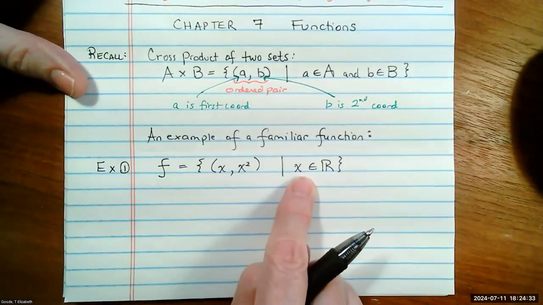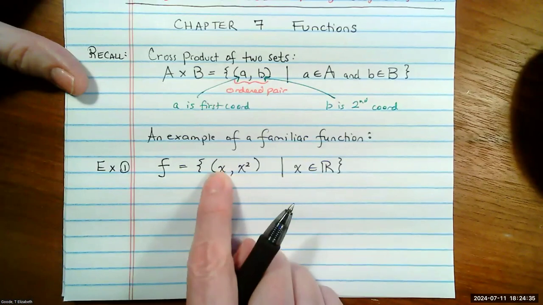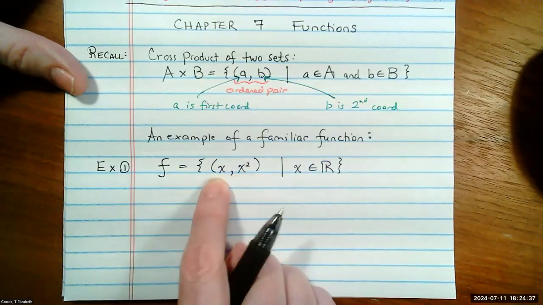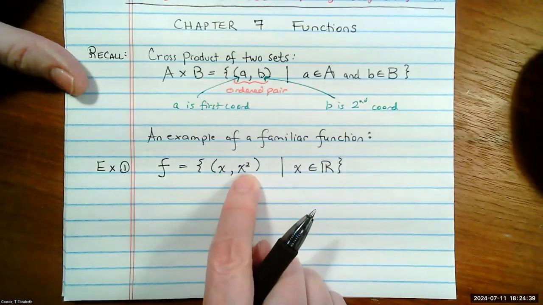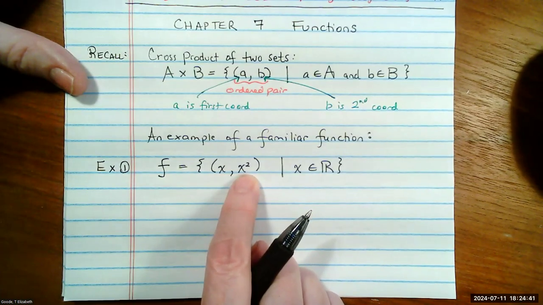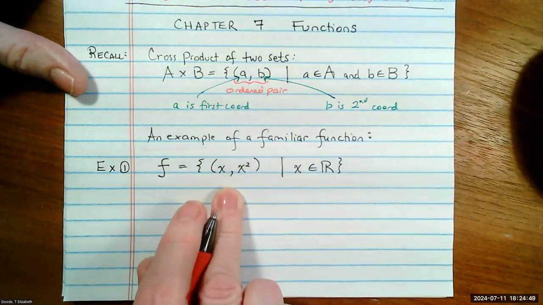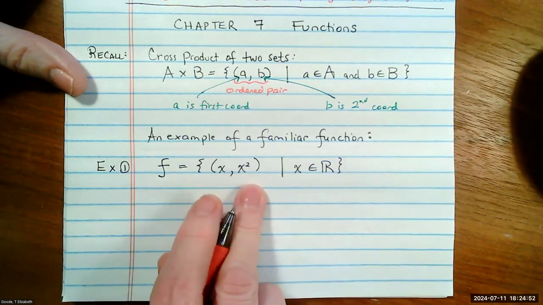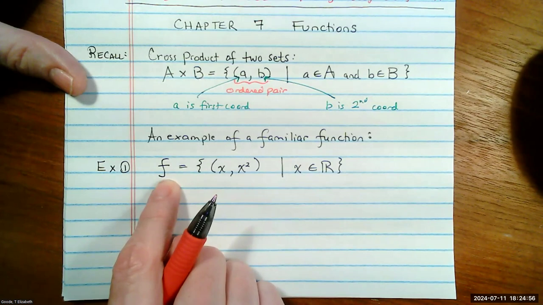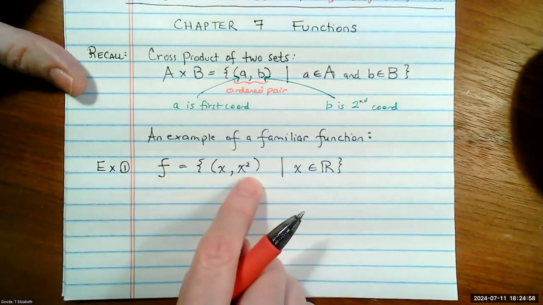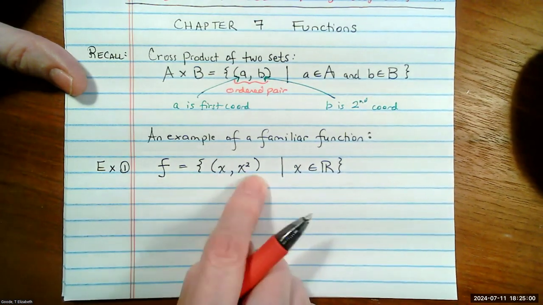Now we are told x is real. So we know this first coordinate is a real number. The second coordinate is x squared. Well, that's going to be real, of course, if x is real. And so this is a function from the reals to the reals. This f is actually a subset of the reals crossed with the reals. Both coordinates come from the reals.